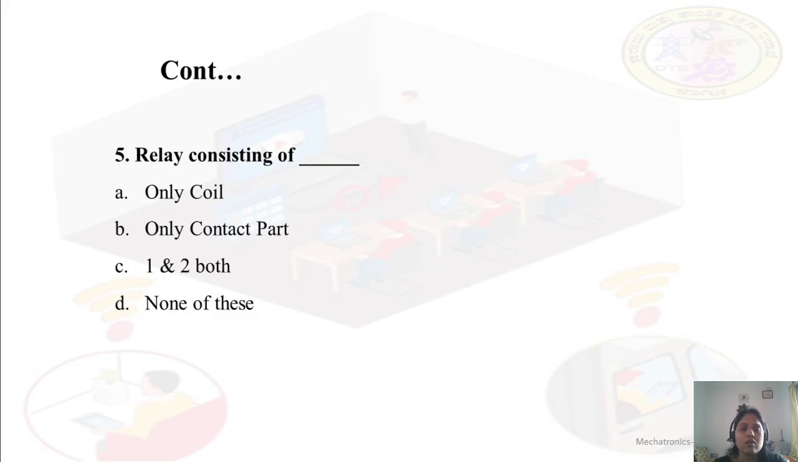Relay consisting of dash. Already we have discussed the relay. What are the main components of the relay? A. Only coil. B. Only contact part. C. 1 and 2 both. D. None of these. A relay consists of both coil as well as contact. So the answer is C, 1 and 2 both.